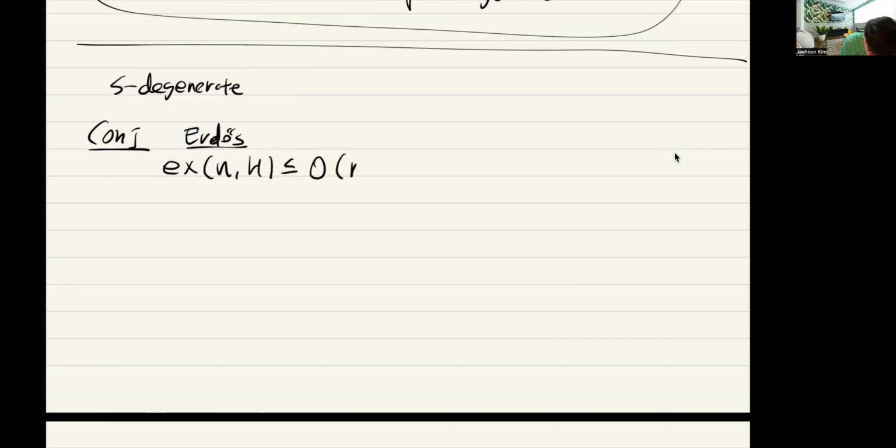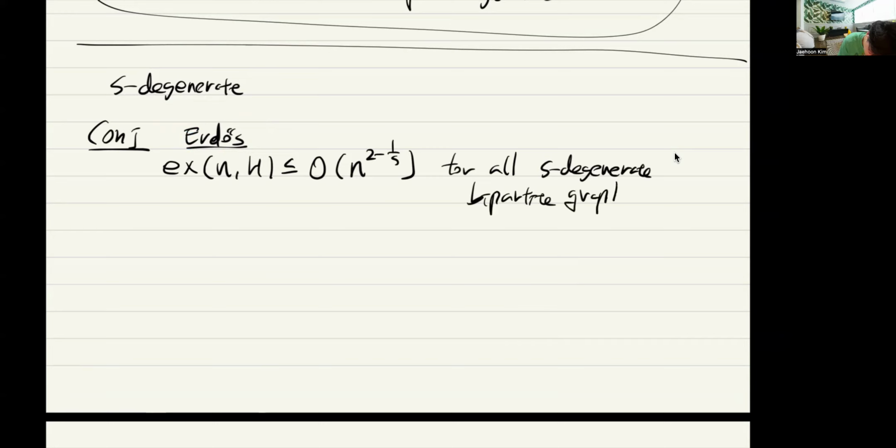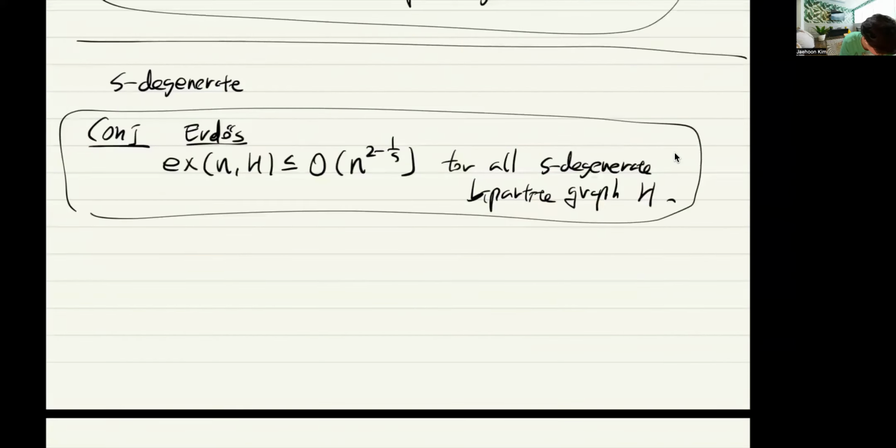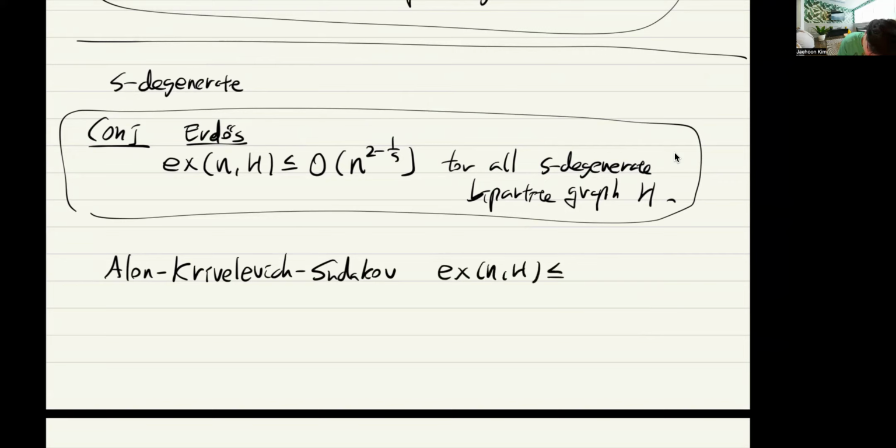this holds for all s-degenerate bipartite graphs H. So this is another famous conjecture. And the best known partial result is by Alon, Krivelevich, Sudakov. They show that it holds with the additional multiplicative constant 1/4 multiplied on this here.